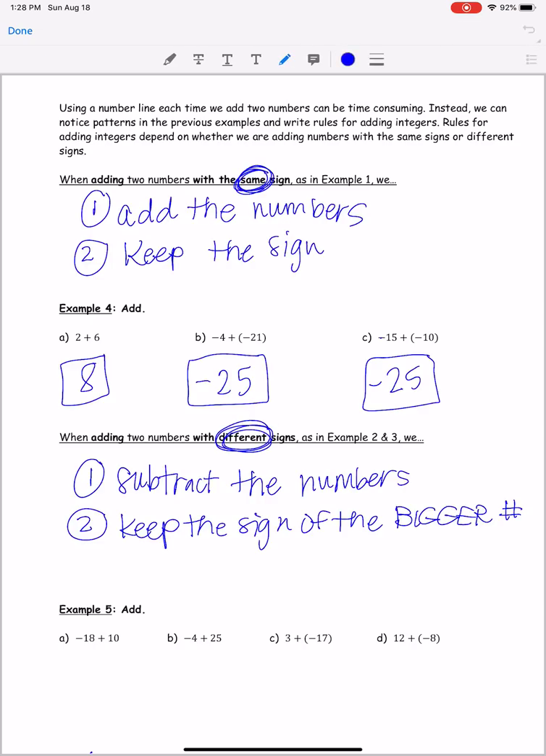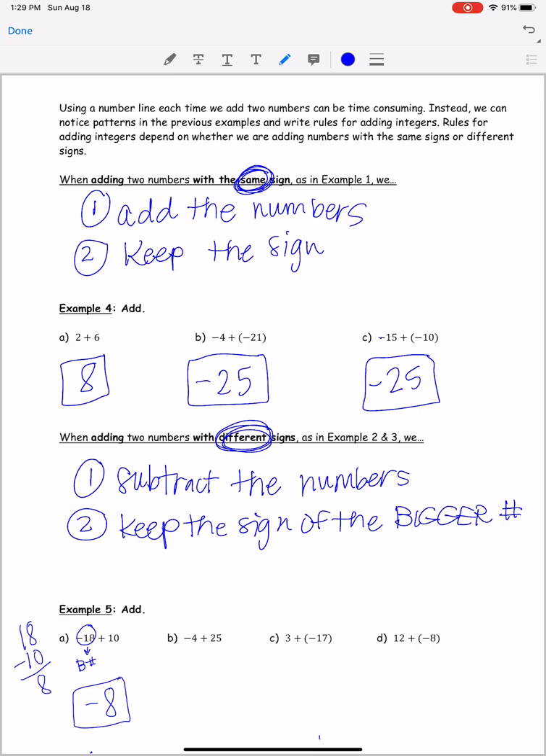So let's try now without the number line. So example 5, we're adding. So different signs because you've got a -18 and a +10. So subtract those two numbers. 18 minus 10 gives me 8. This is my bigger number. So because 18 is bigger and 18 is negative, this becomes a negative 8.